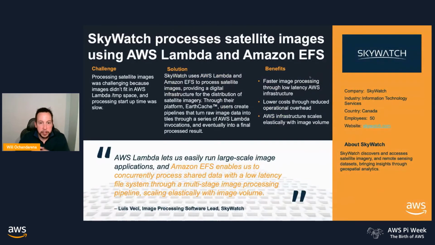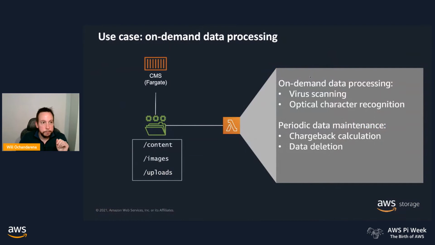So an example of a customer that's doing this is Skywatch. They have a data pipeline that takes satellite imagery from S3, passes it through Lambda functions to chop it up, to identify different features in the image, and then ultimately to serve it to their users. So EFS helped them adopt Lambda for those as well.